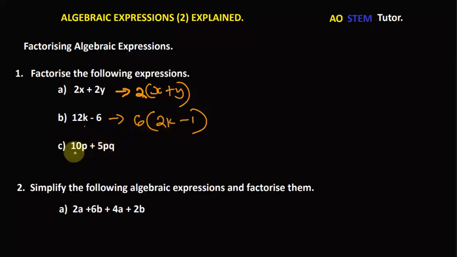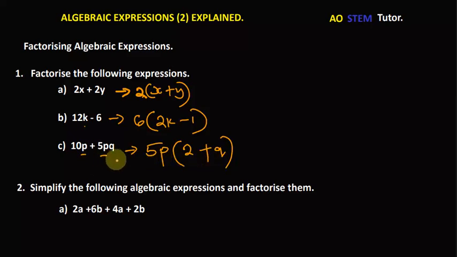The third one, 10p plus 5pq. What is common between 10 and 5? 5 is common first. We have p on one and also p on the other, so p is common. We put bracket. What is remaining to reach 10p? 2, so we have only 2 remaining. Then plus 5 is already outside, p is outside the bracket, q is remaining.